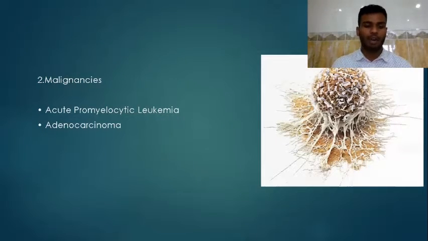Second is adenocarcinoma. This is a type of cancer that starts in mucus-producing glandular cells in the body. Many organs have these glands, and adenocarcinoma can occur in any of these organs. Common types include breast cancer, colorectal cancer, lung cancer, pancreatic cancer, and prostate cancer.